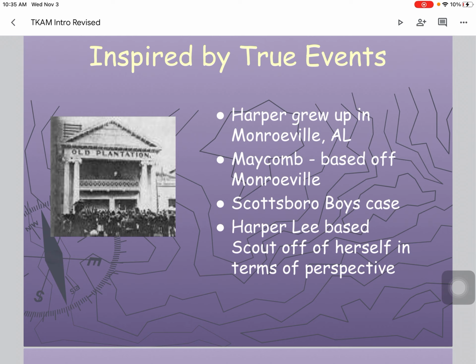The main character of the novel, Scout, is also based off of Harper Lee, or inspired by her, not in the sense that they had the same childhood, the same life, but Harper Lee has a lot of the same perspective and asks a lot of the same questions that Scout did about the way society works.